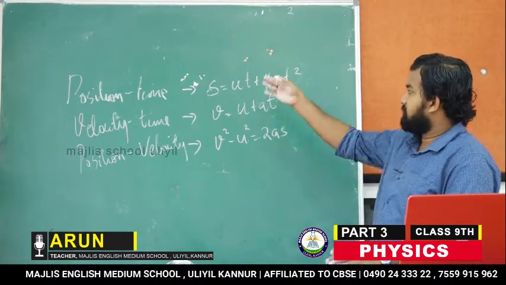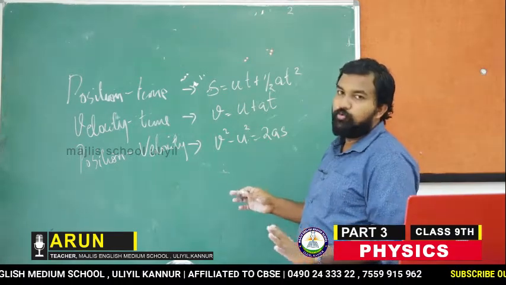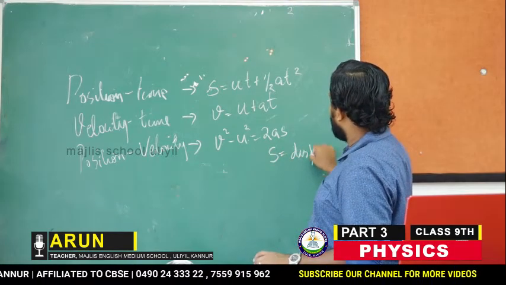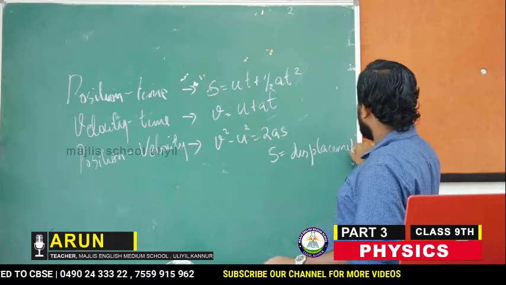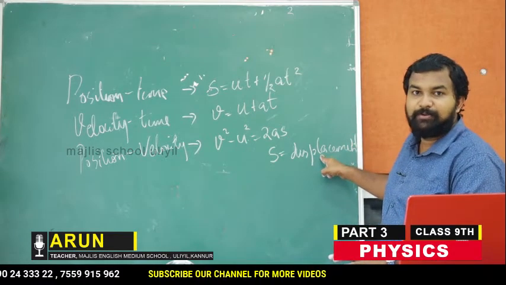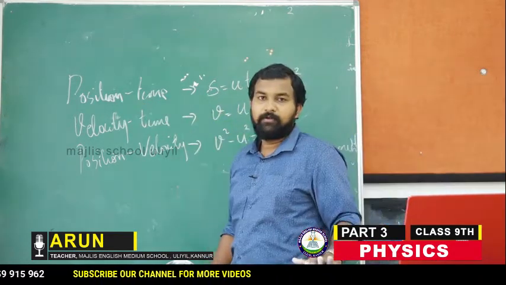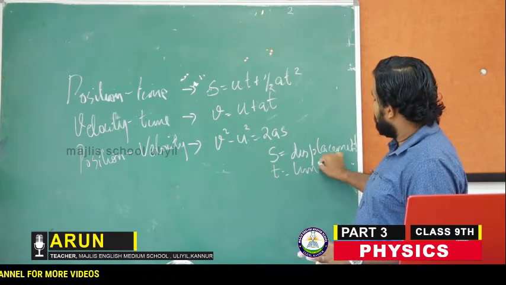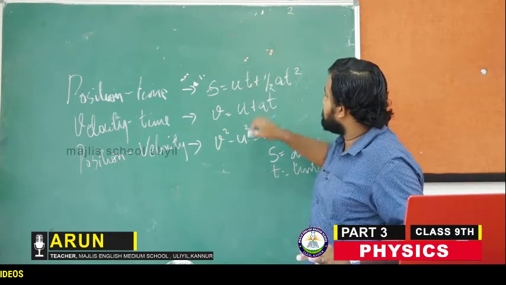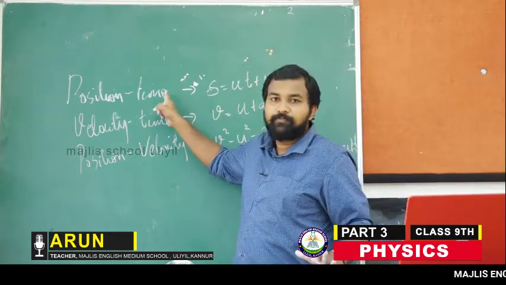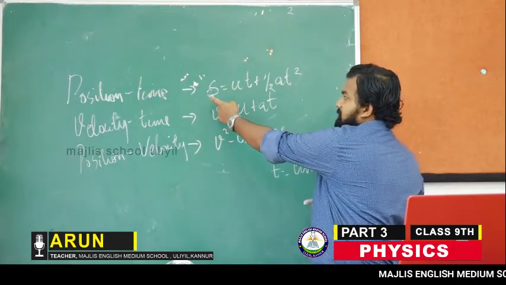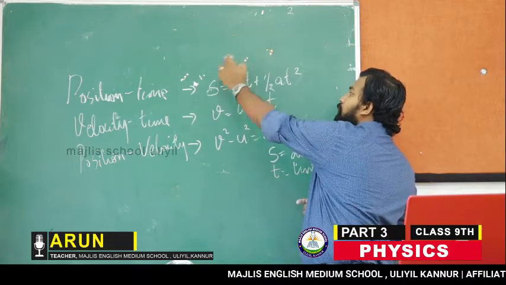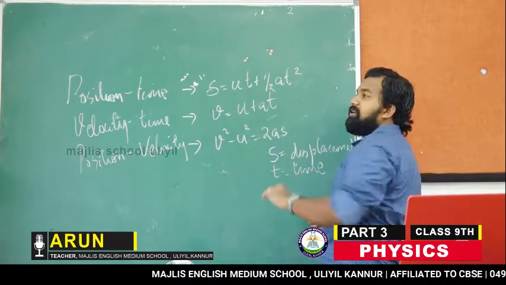You may be wondering what this S is. I have told you what u and t are, but once again I will write it down. S is equal to displacement, which denotes position. T denotes time. So here, position S and time T, the relationship is made into an equation: S is equal to ut plus half at square.